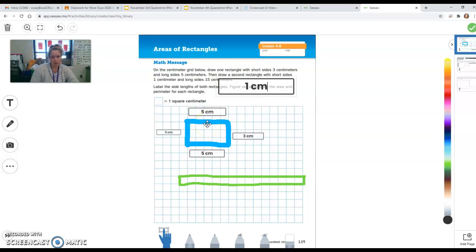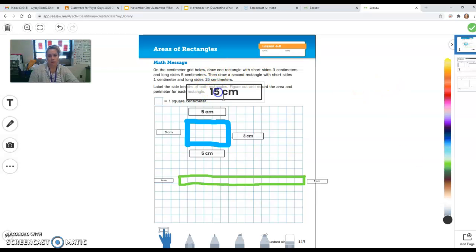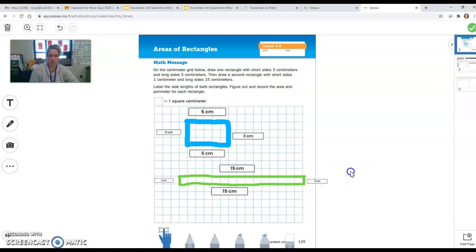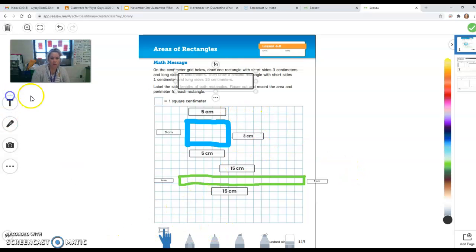So 1 centimeter, and we want to click those 3 dots and duplicate. So I have 1 centimeter over here, and 1 centimeter right here, and then my other one is 15 centimeters. And again, I'm going to click the 3 dots, duplicate, and change my side. There we go. Okay, and now we need to figure out the area and the perimeter of each one.